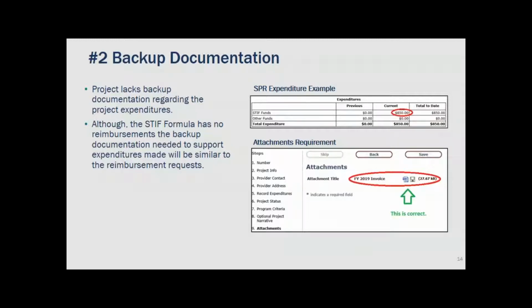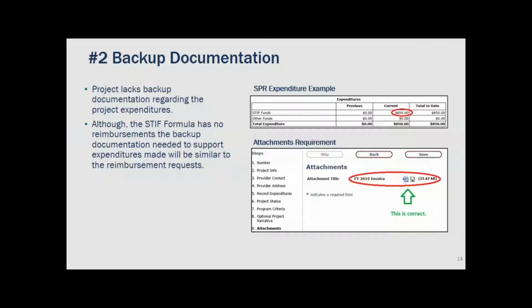So the number 2 issue that we saw was the lack of backup documentation. So if you're making progress on your STIF plan project, get some tongue twisters there, we'll want to see some sort of backup documentation. So we can see here, this particular example, there's $850 of STIF funds being utilized. So we're going to want to have some level of verification that that money was spent. And we can see in the example that they did submit an invoice for that $850. That's awesome. That's the type of stuff we want to see.